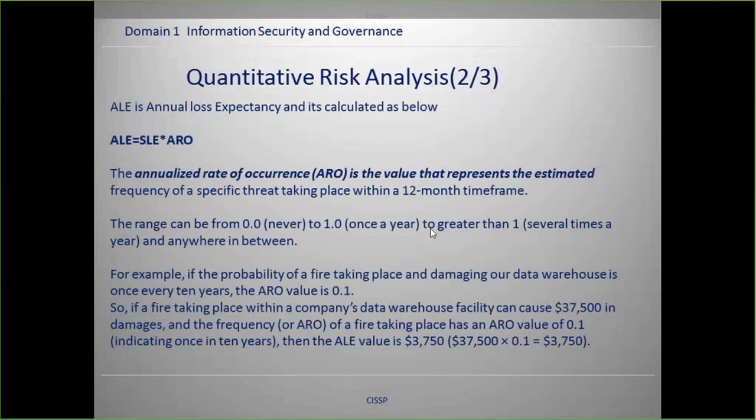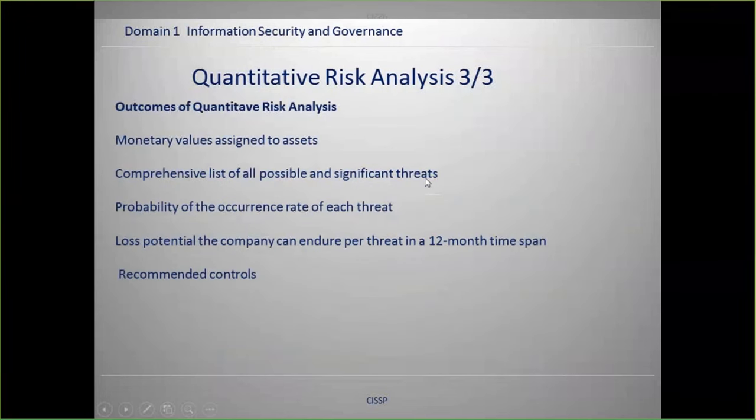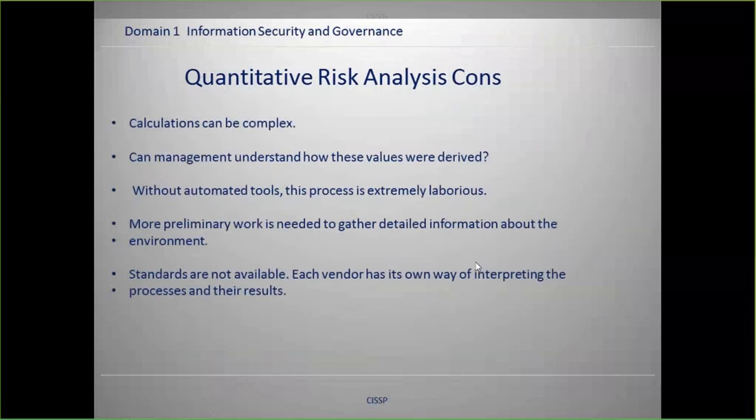The outcomes of this approach are that you can have monetary value assigned to assets, a comprehensive list of all possible and significant threats, the probability of occurrence and rate of each threat, and the loss potential the company can endure. But the disadvantages: calculations can be complex. Can management understand how these values were derived? Without automated tools, this process is extremely laborious. Standards are not available, and each person has their own way of interpreting the process and the results.